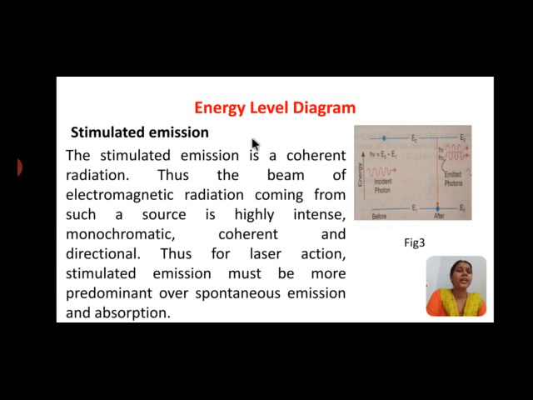So what are the characteristics here? As I told, stimulated emission means coherent radiation. The beam of electromagnetic radiation coming from such a source is highly intense, monochromatic, coherent, and highly directional. Therefore, for laser action, stimulated emission is more dominant compared to spontaneous emission. Please make a note here: for laser action, stimulated emission is more important. So till now we learnt about the principle of the laser, the 3 processes: stimulated absorption, spontaneous emission, and stimulated emission.